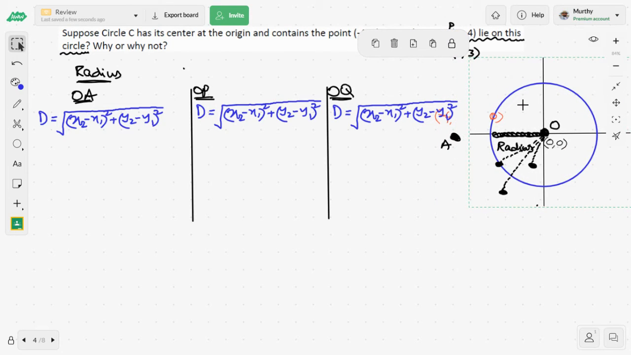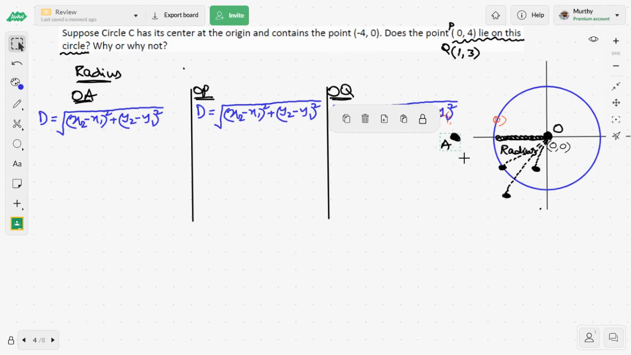Oh, my apologies. This point is still here. Okay, so this is (-4, 0). All right, you may compute on your own, and I'll compute all these three parts. So for OA, O is the origin (0, 0), and point A is this one, which is (-4, 0).